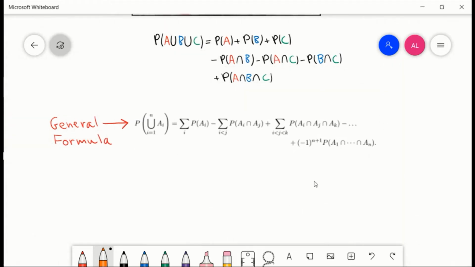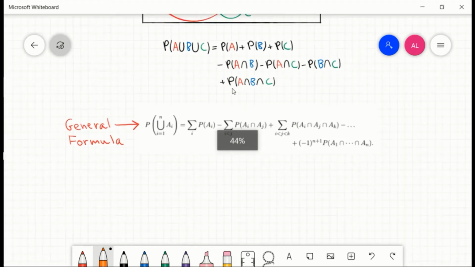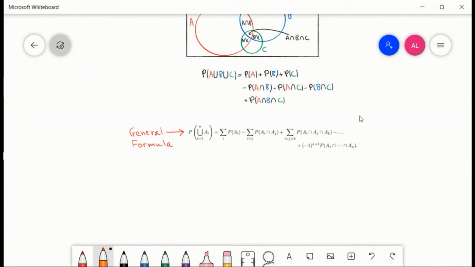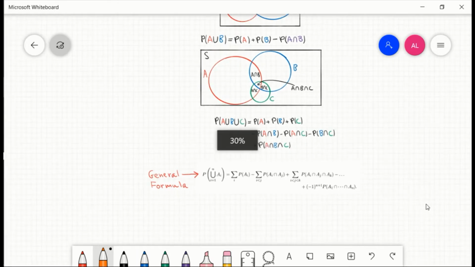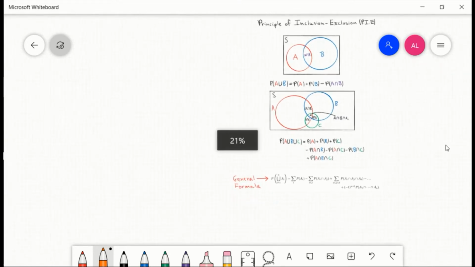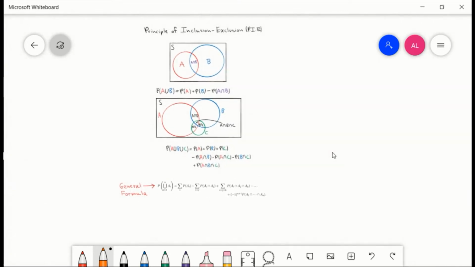Now, this is definitely not something you have to memorize. In fact, if you just memorize this 3-case example right here, this case where we have 3 events, it will all just fall into place. So basically, it's this alternating pattern. Okay, so that's inclusion exclusion, which is once again very useful for finding probabilities of unions.